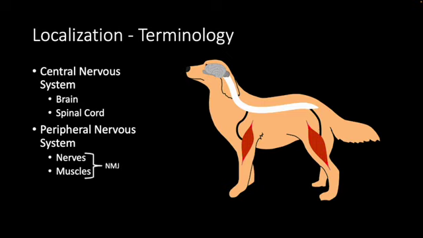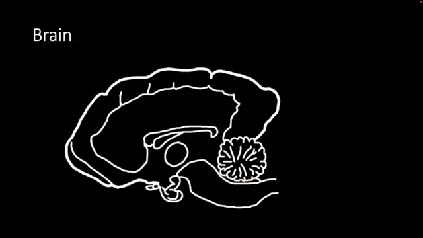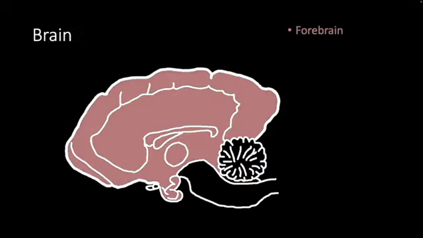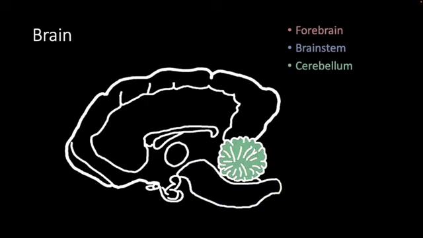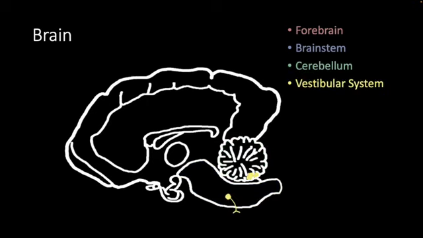two, the neuromuscular junction. To break things down further, the brain can further be divided into the forebrain, the brainstem, the cerebellum, and the vestibular system. Remember that with a vestibular lesion, a central lesion means a brainstem localization, paradoxical vestibular disease is a cerebellar localization, and peripheral indicates either cranial nerve 8 dysfunction or a lesion to the inner ear.